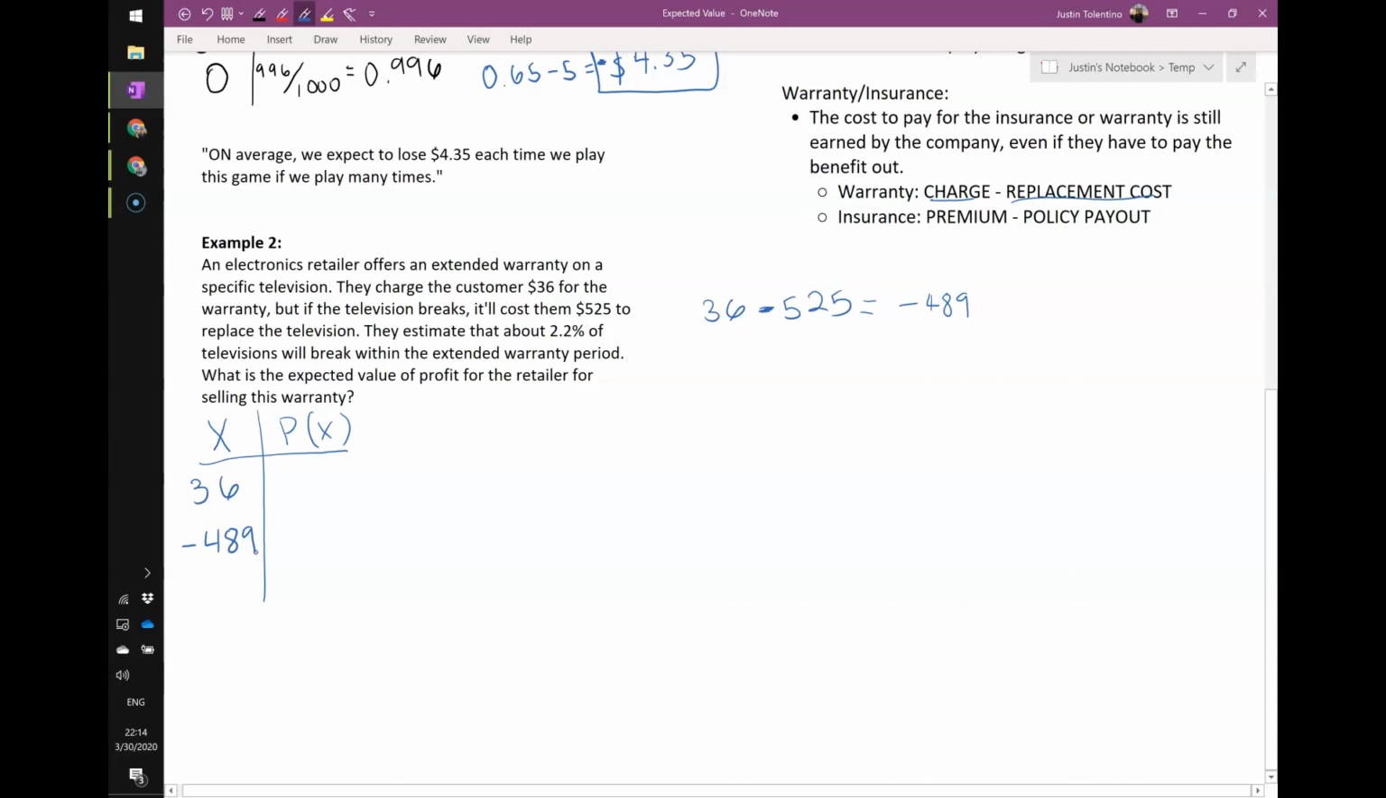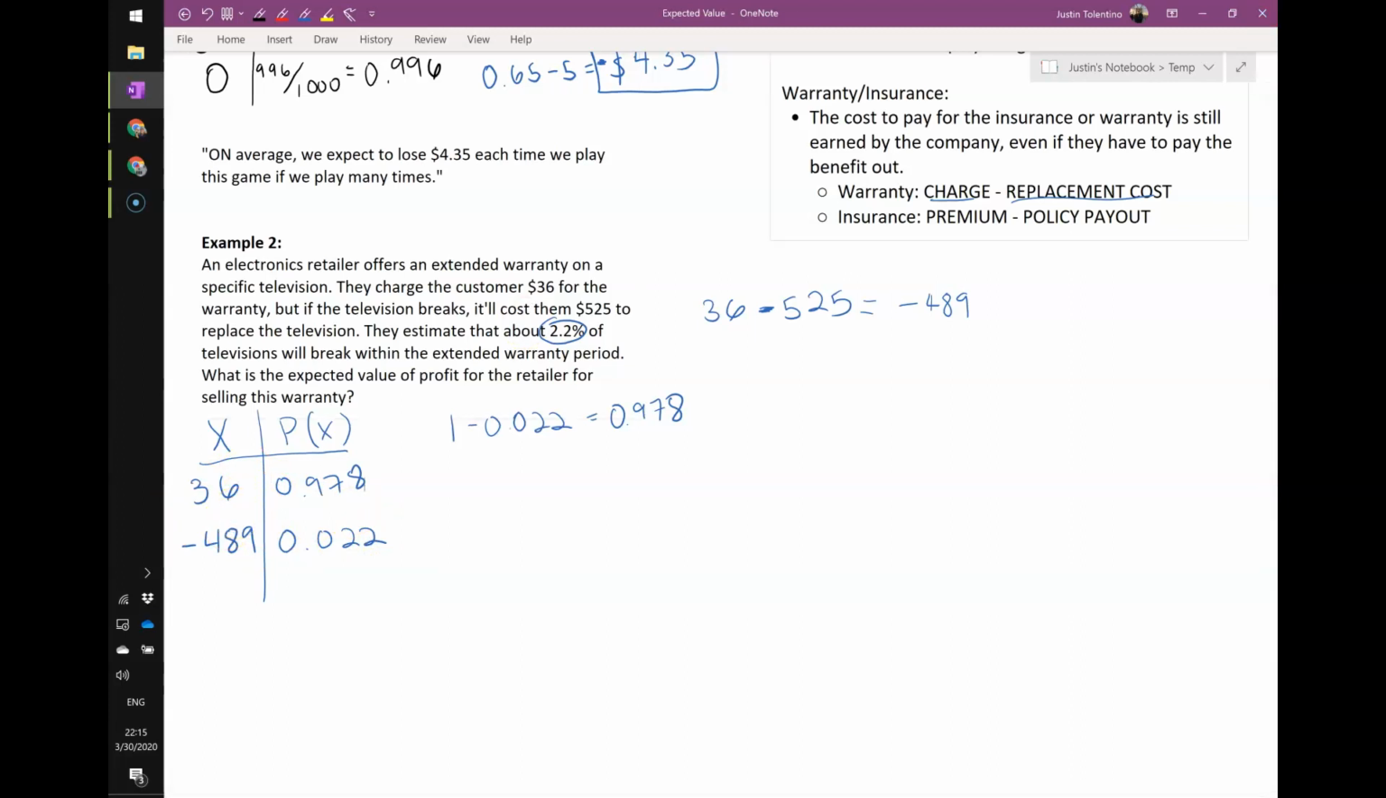What are the probabilities? Well, they gave us one of the things, 2.2% of the time it will break. Well, if it breaks, that's when they have to replace it. So that 2.2% or 0.022 as a decimal goes under the probability. And now we have to think, if there's a 2.2% chance that it's going to break, what's the chance that it's not going to break and we just get to keep their money? Well, it's the complement, because remember, it has to add up to 1. So if we did 1 minus 0.022, we see that there's an actual 0.978 probability that their television will keep working. And now we have our table.